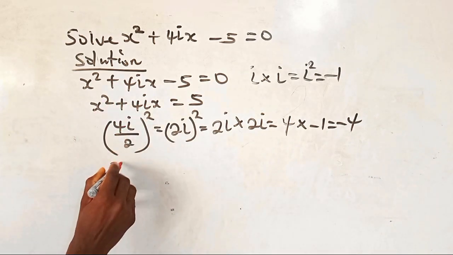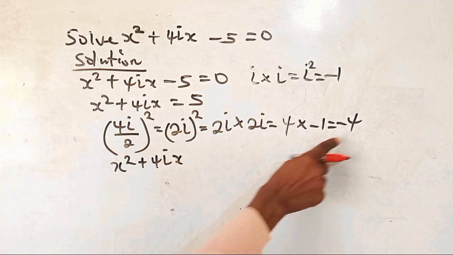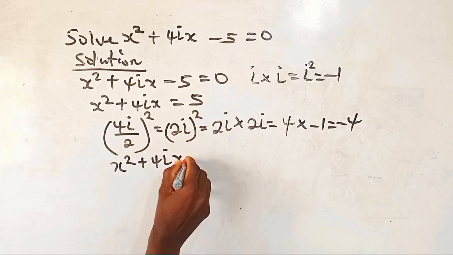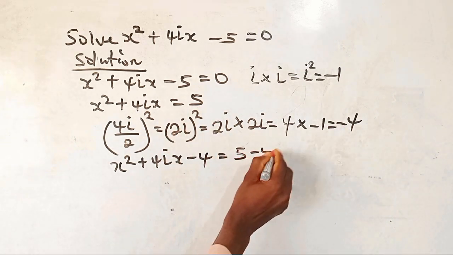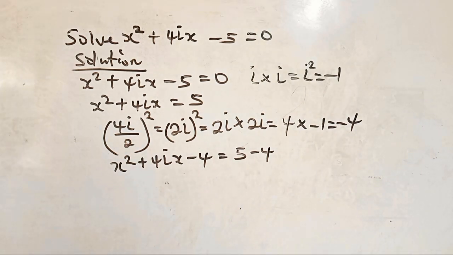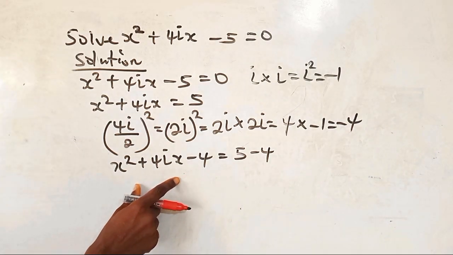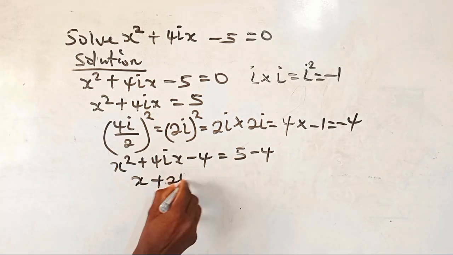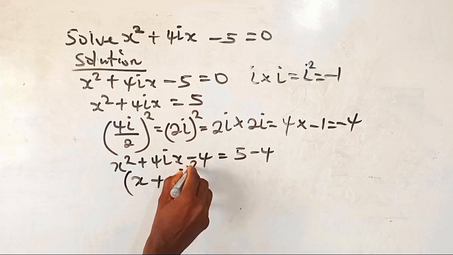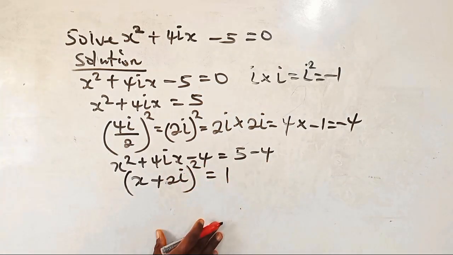For minus 4, we add this to both sides of the equation. So here we have x squared plus 4ix, plus 4, minus 4 is... equals 5 minus 4. So we put this in a binomial form. Here we have x plus 2i, squared, equals 5 minus 4, which is 1.